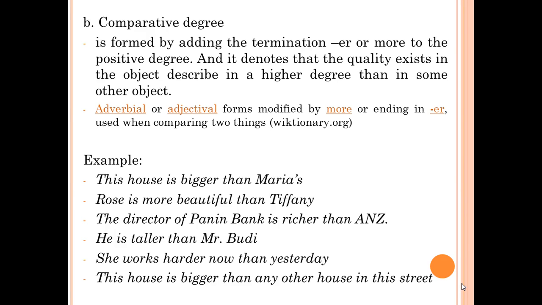Comparative degree is formed by adding the termination -er or more to the positive degree, and it denotes the quality exists in the object described in a higher degree than in some other object. Adverbial or adjectival forms modified by more or ending in -er are used when comparing two things.